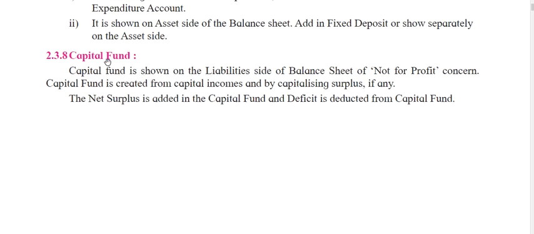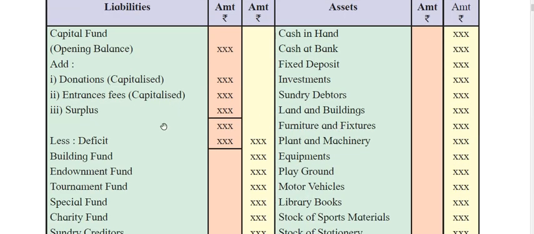So next is capital fund. Capital fund is shown on the liability side of the balance sheet of a not for profit concern. Capital fund is created from capital incomes and by capitalizing surplus, if any. The net surplus is added to the capital fund and deficit is deducted from the capital fund. These are the adjustments. Now this is the specimen of balance sheet.